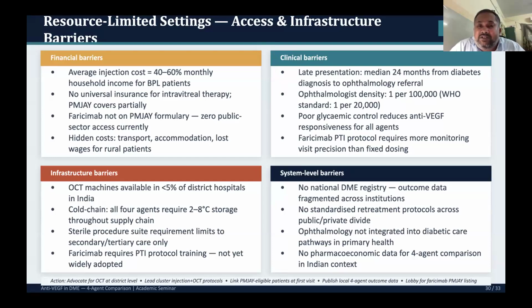Many patients present very late. Median 24 months from diabetes diagnosis to ophthalmology referral. Ophthalmologist density is 1 per 1 lakh. The WHO standard suggests it should be 1 per 20,000. Poor glycemic control reduces anti-VEGF responsiveness for all agents, and the faricimab PTI protocol requires more monitoring visit precision than fixed dosing. Then there's system level barriers.